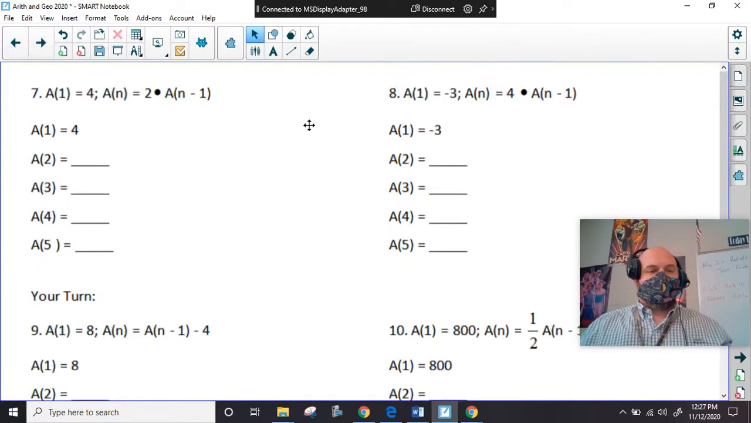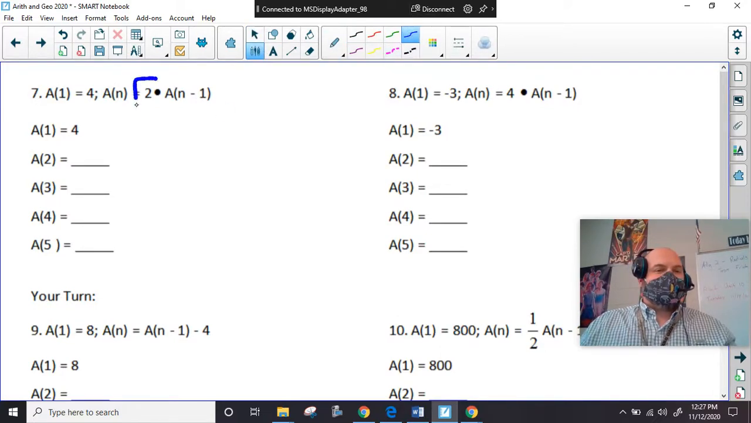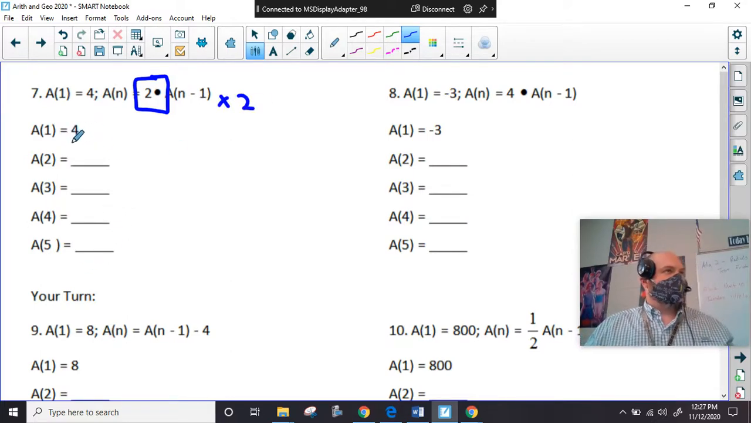All right, so let's look at these. Now this has a dot 2. What do you think that means? Multiply. So we're actually going to multiply by 2 each time. So if we start with 4, what's 4 times 2? Times 2.